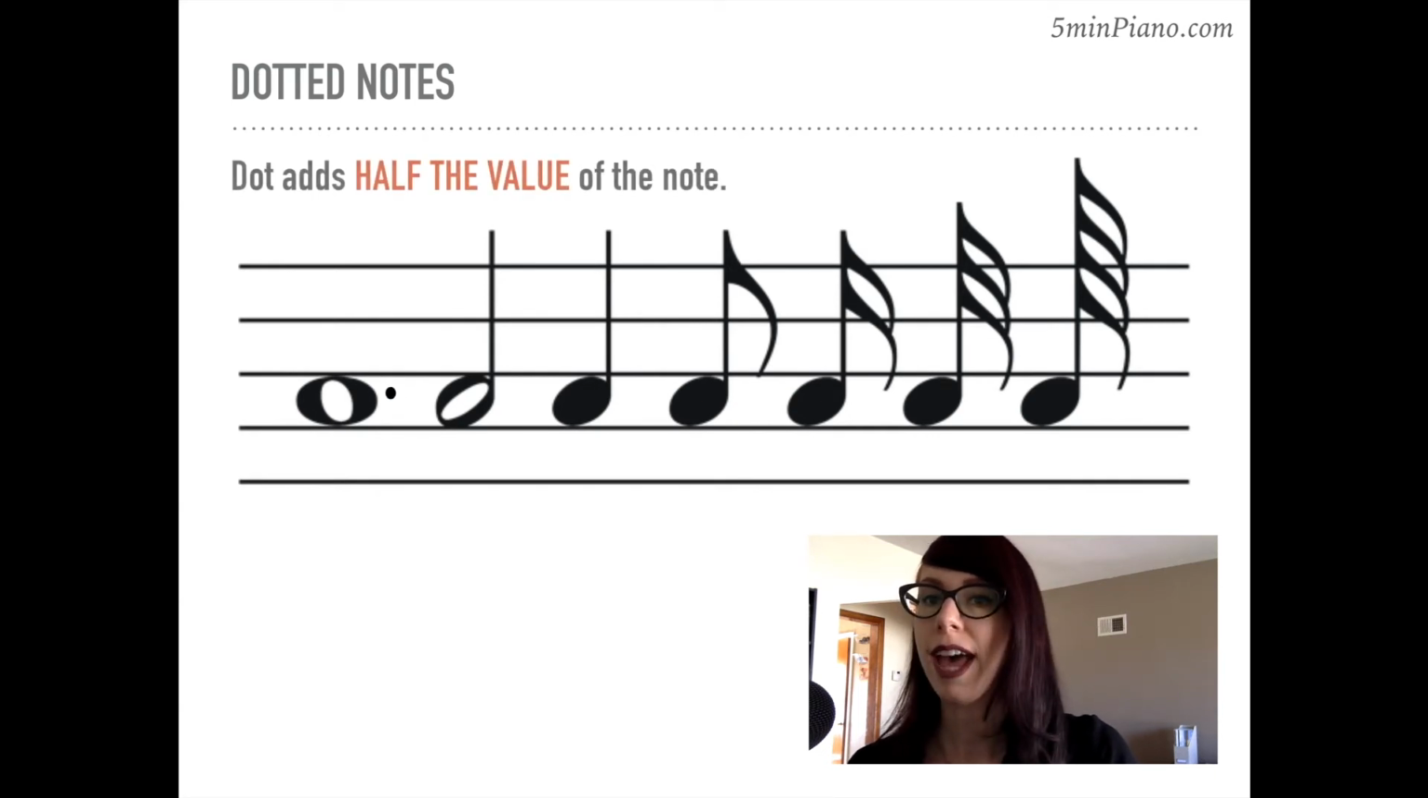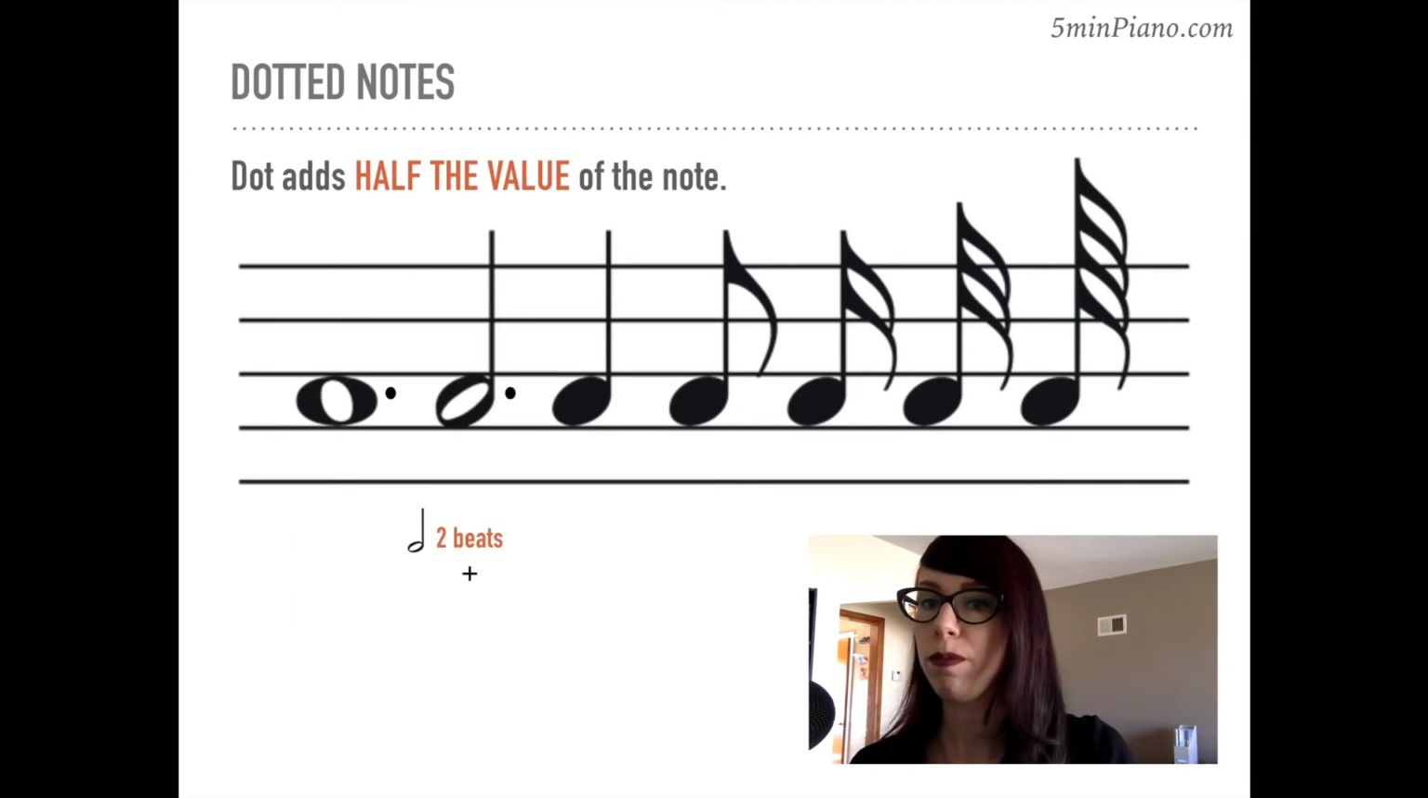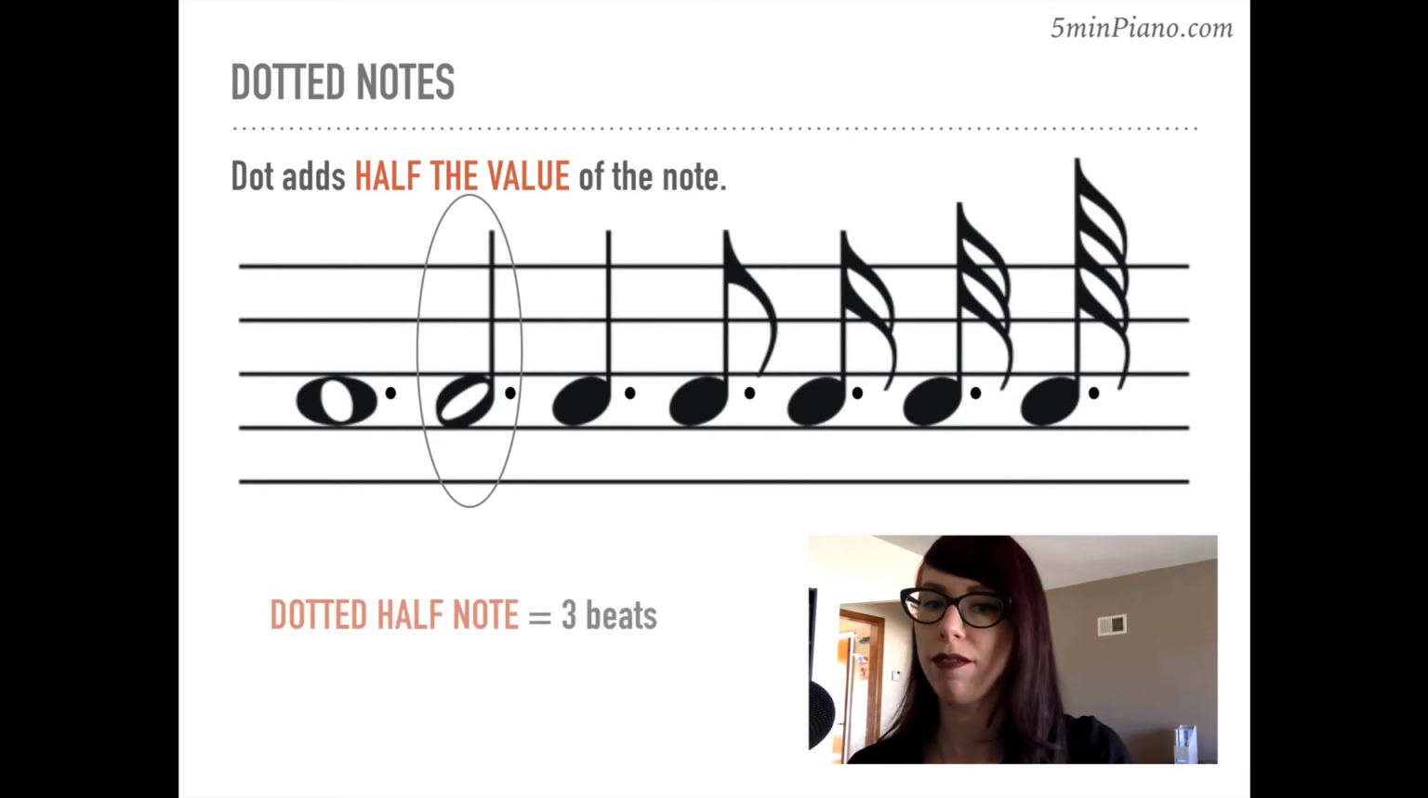The dot adds half of the value of the note. So if we take a whole note which gets 4 beats, add a dot, half of the value, 2 beats, we end up with a note that's held for 6 beats. Place a dot next to a half note, which gets 2 beats, and we add another beat, making it a 3-beat note. And the same applies to all the other types of notes in the same manner. But for now, just memorize the most commonly used dotted note, which is the dotted half note, and that gets 3 beats.